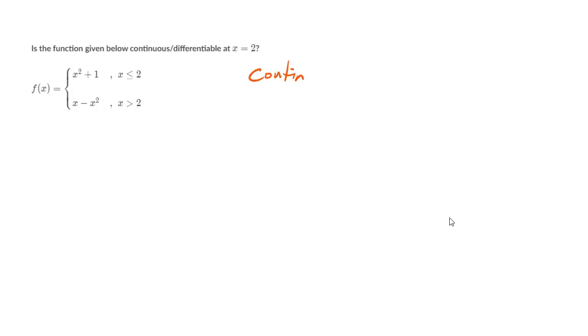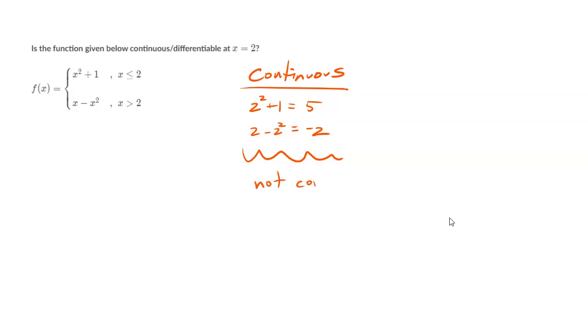Good. Perfect. Perfect. Okay, so to check for continuity, we are going to plug 2 into both of them. So 2 squared plus 1 equals 5. 2 minus 2 squared equals, not 5. This is actually a terrible example to start with. I should have started with the other one. 2 minus 4 would be negative 2. This tells me it is not continuous at x equals 2.